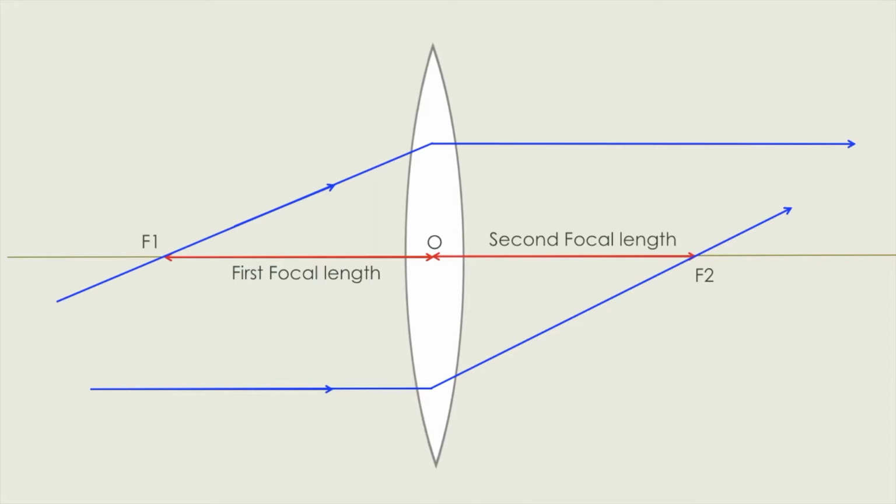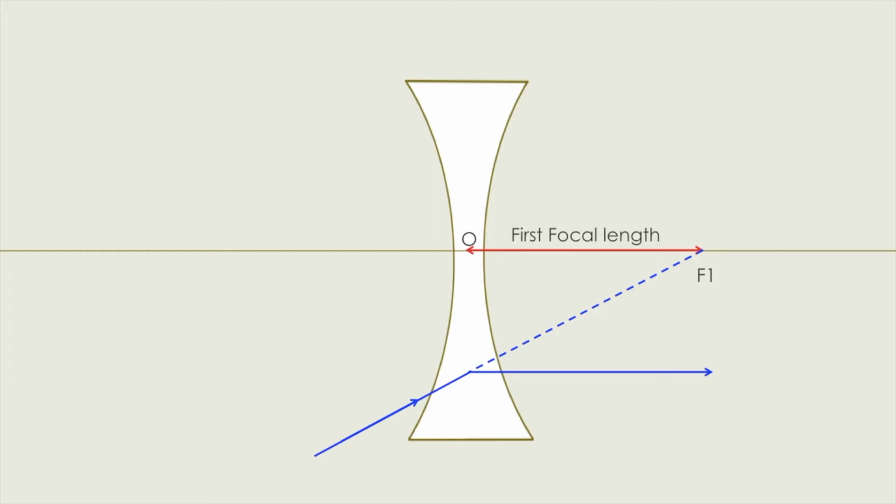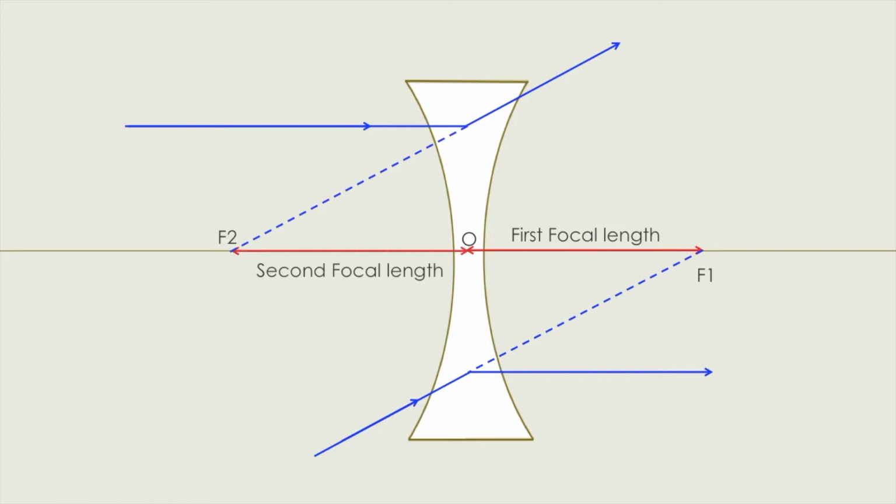Similarly, for a concave lens, if a ray of light travels through the lens and then emerges parallel to the principal axis, the point that it was approaching is the first focus and the corresponding focal length is the first focal length. If the ray of light diverged from the concave lens such that the diverged ray emerged from the focus, this focus would be called the second focus and the corresponding focal length would be called the second focal length.